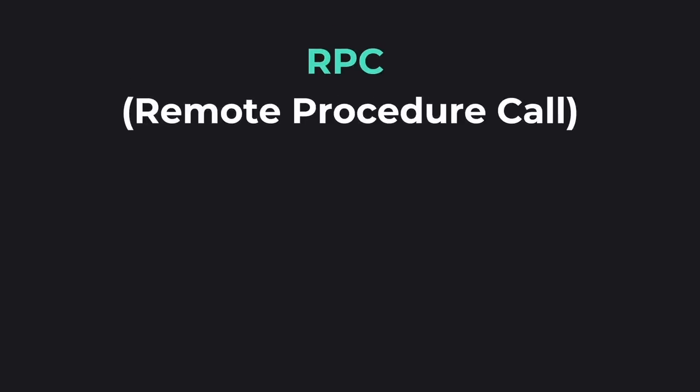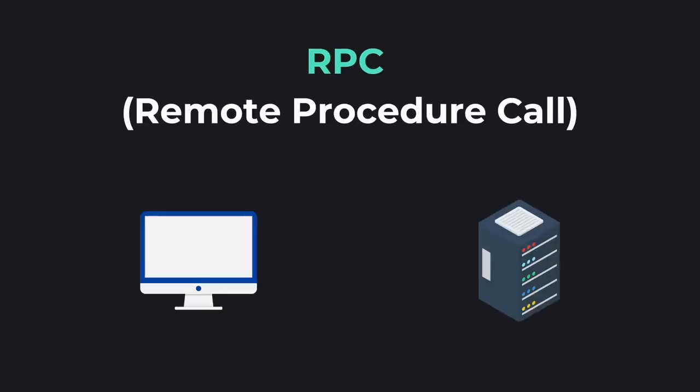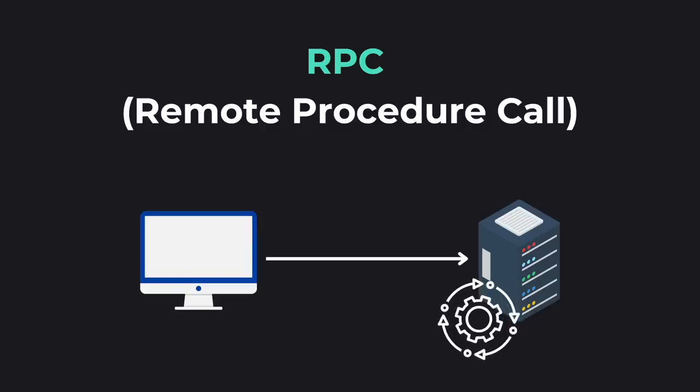Let's also talk about RPC, which is a protocol that allows a program on one computer to execute code on a server or another computer. It's a method used to invoke a function as if it were a local call, when in reality the function is executed on a remote machine. So it abstracts the details of the network communication, allowing the developer to interact with remote functions seamlessly as if they were local to the application.